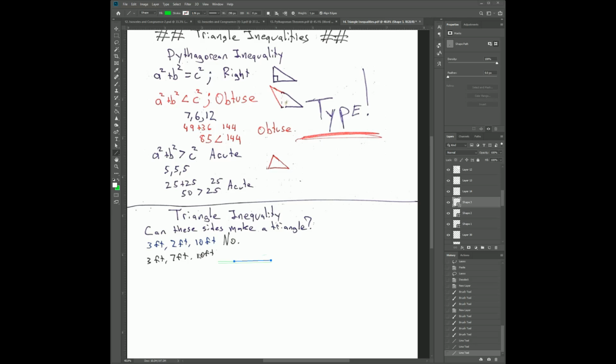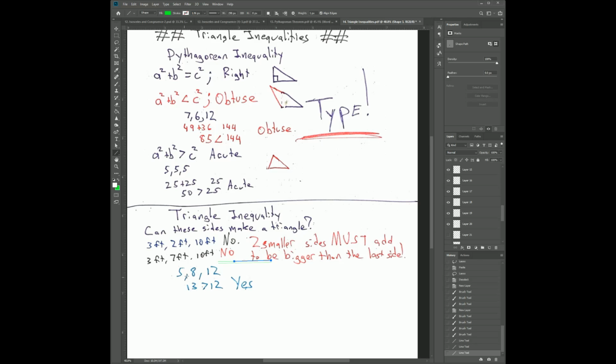So a 3-foot, a 2-foot, and a 10-foot is a no because it won't reach. A 3-foot, a 7-foot, and a 10-foot side is also a no because as soon as you try to make a triangle out of it, there's going to be that little gap like there was between our fingers. So the rule you've got to know is that the two smaller sides must add to be bigger than the last side. Always, always, always. So all you've got to do when I ask, can these sides make a triangle, is add the two small sides. And if they're bigger than the third side, the answer is yes. If they're not bigger, which means smaller or equal to, the answer is no.